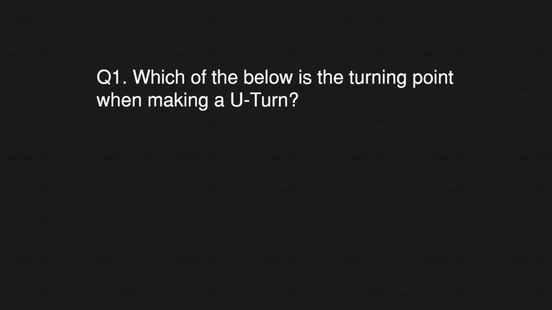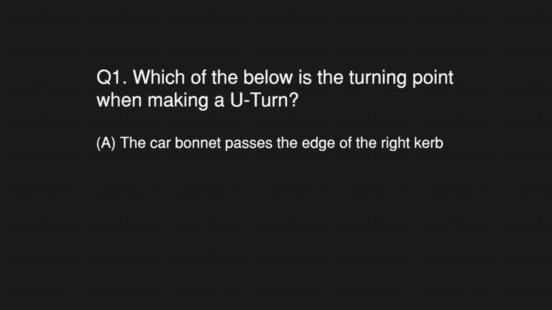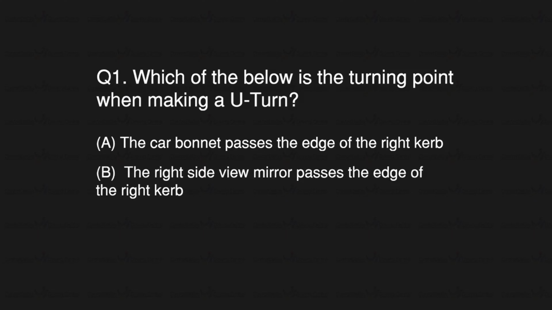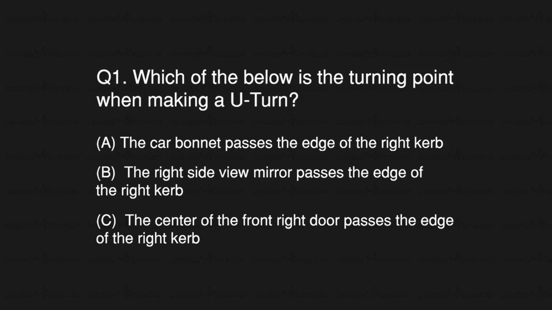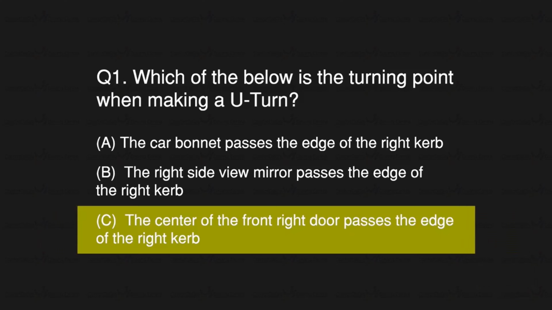1. Which of the below is the turning point when making a U-turn? A. The car bonnet passes the edge of the right curb. B. The right side view mirror passes the edge of the right curb. C. The center of the front right door passes the edge of the right curb.